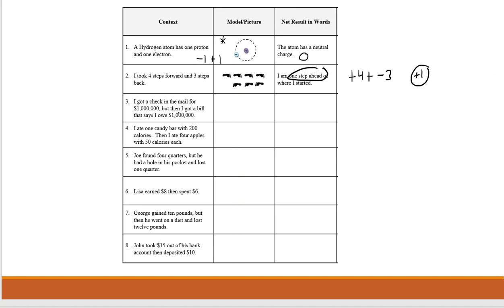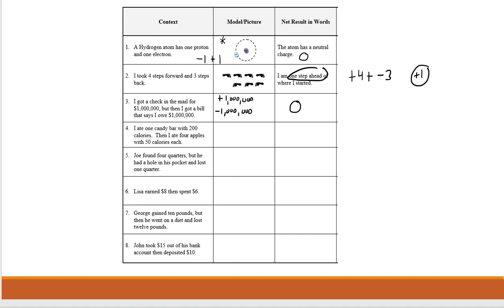I got a check in the mail for $1 million, but then I got a bill that says I owe $1 million. So when you get that check in the mail for $1 million, that would mean you're up $1 million. And then if you got a bill for the same amount, and then you combine those, a +100 with a -100, you're going to end up with $0. Sorry, so sad.